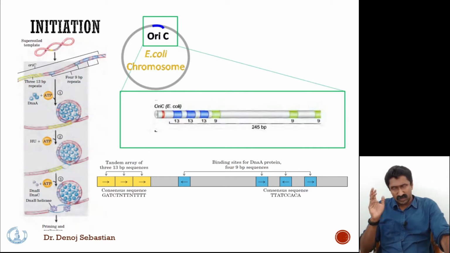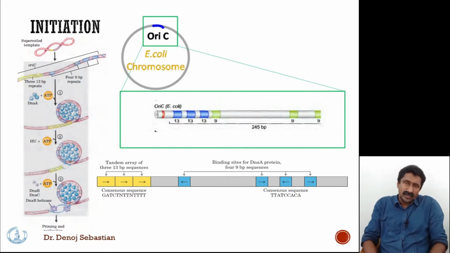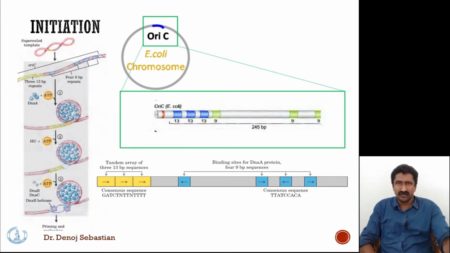Now, come to the initiation again. In the initiation step, here we have the OriC of the E. coli. The E. coli OriC is a special sequence of about 245 base pairs, in which we have 13 base pair repeats. This 13 base pair repeat is a consensus sequence shown here: GATCTNTTNTTTT. So this is a 13 base pair consensus sequence.